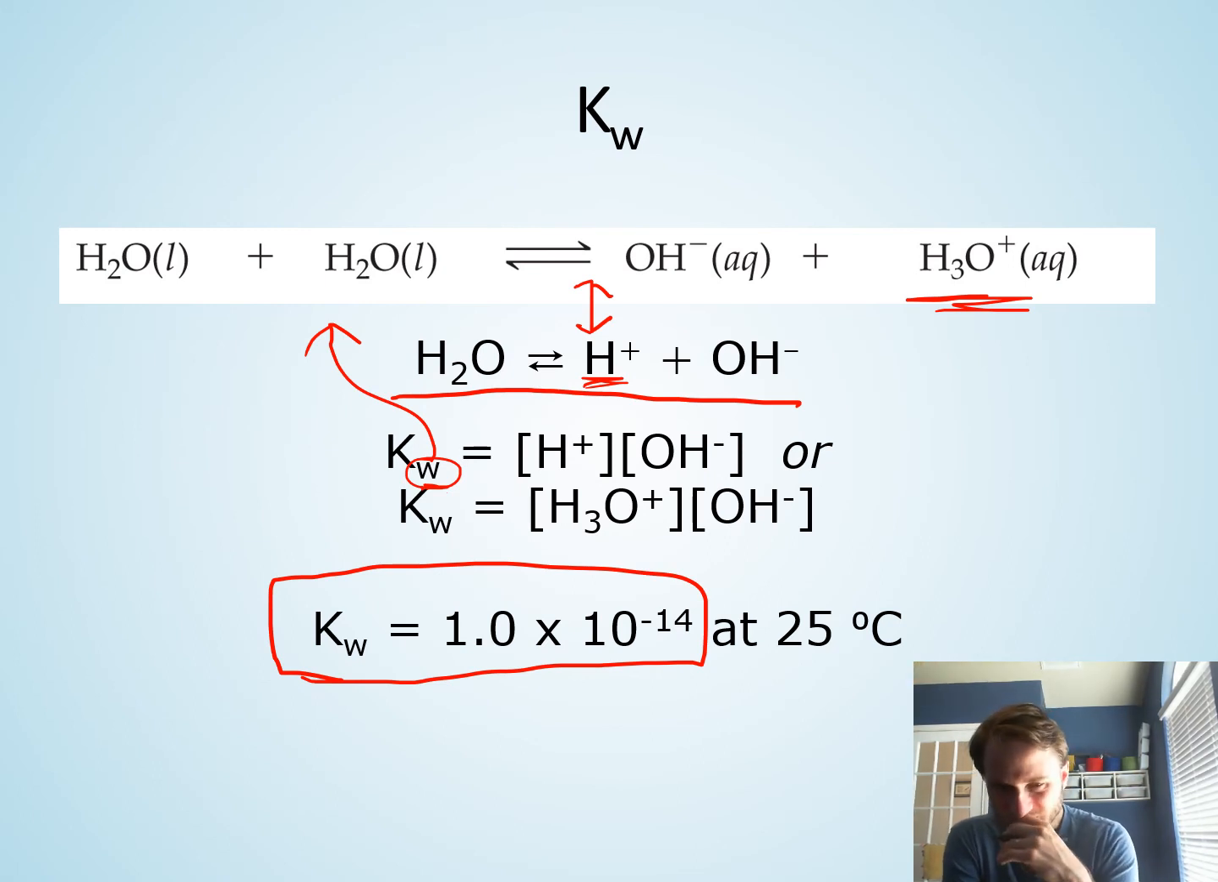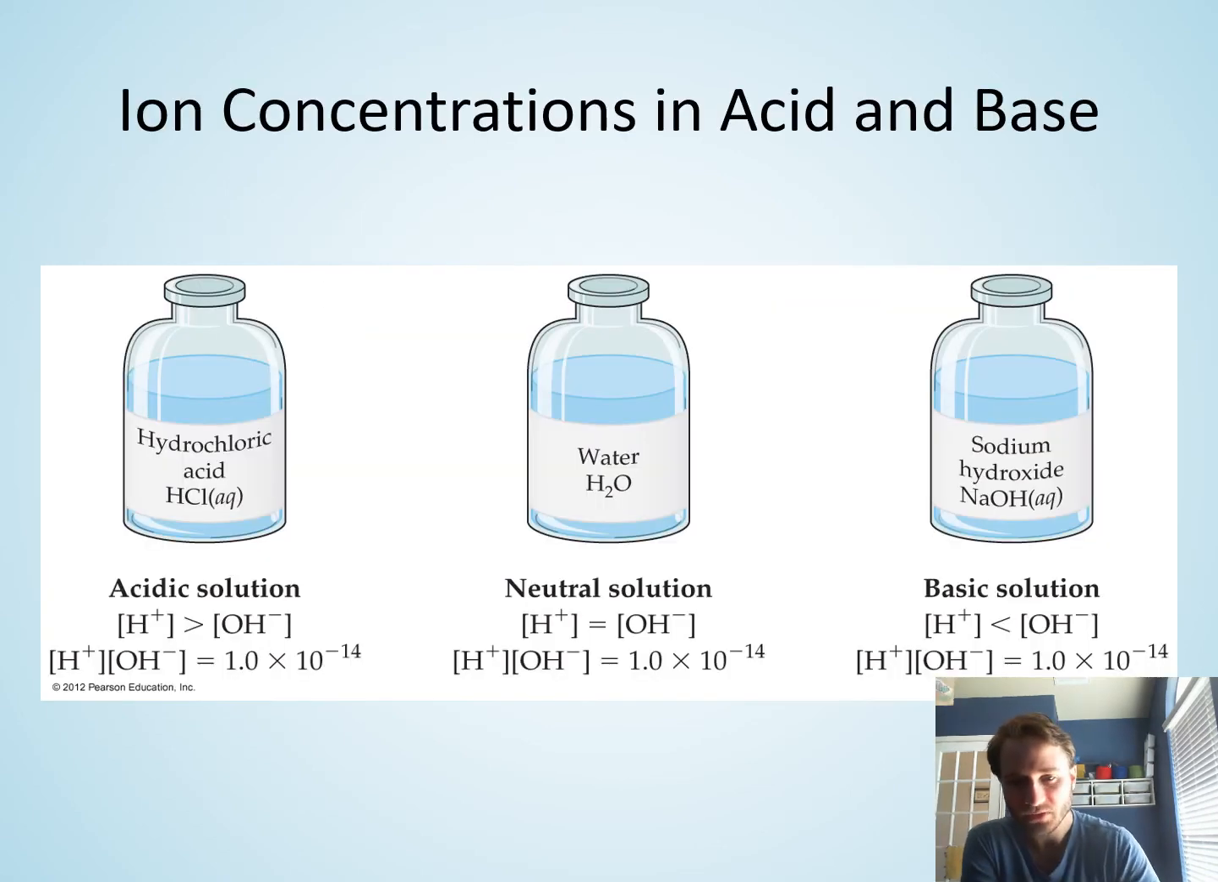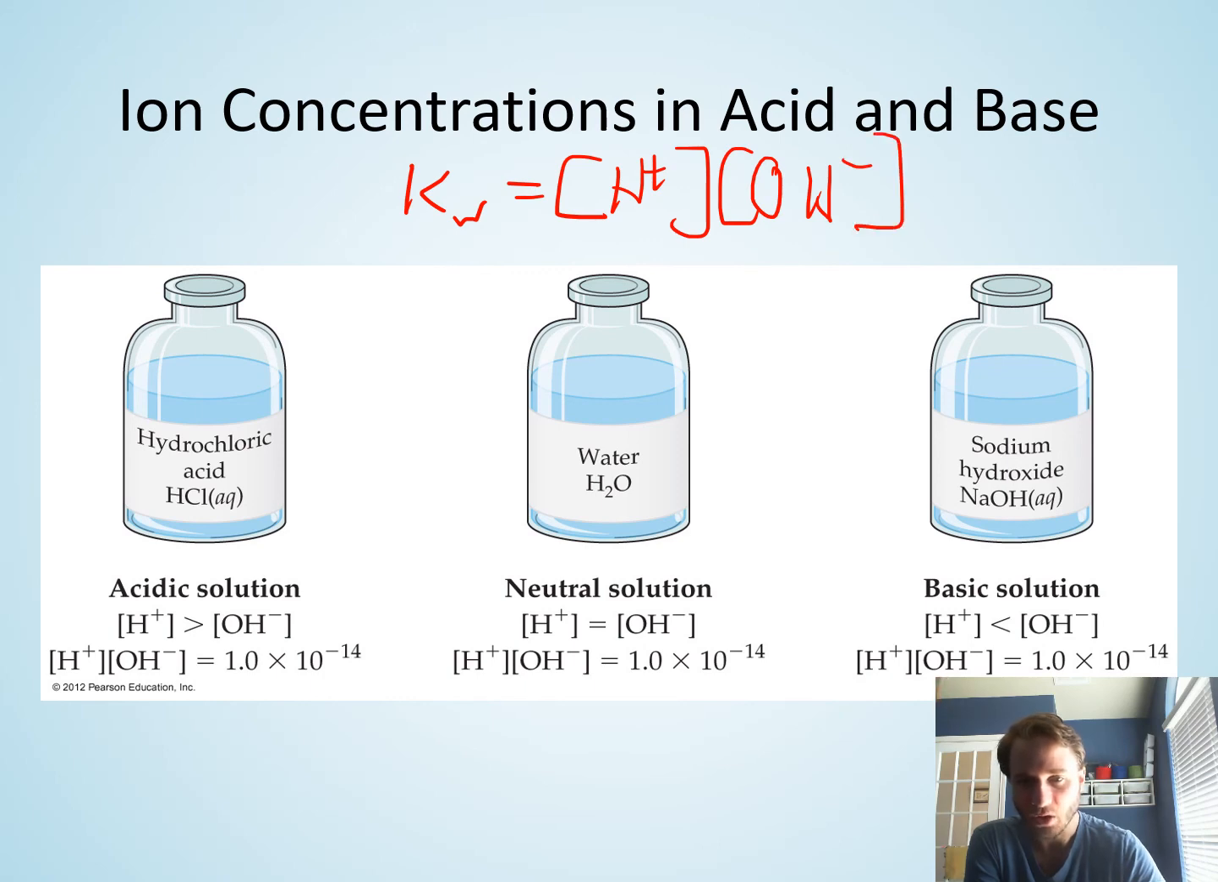So what does this mean? In any solution where water is your solvent, you always have this equilibrium established between H plus ions and OH minus ions, such that the concentration of H plus times the concentration of OH minus always has to equal Kw. Always, in any solution where water is the solvent. In pure water, a neutral solution, those concentrations are equal, but the product of those two still equals 1 times 10 to the minus 14.